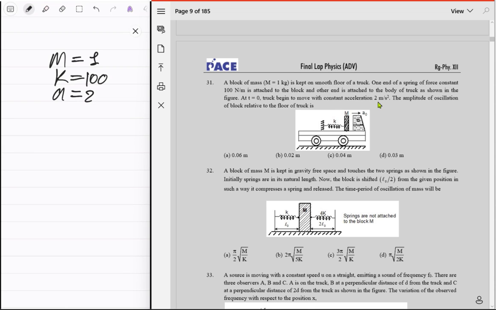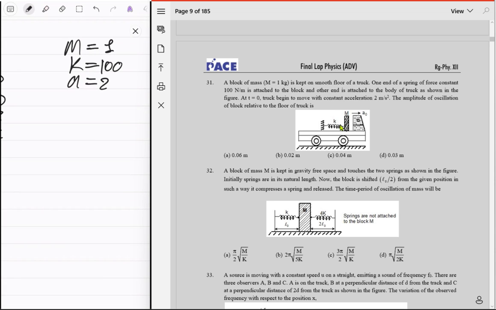The amplitude of the oscillation of block relative to the floor of the truck. With respect to truck, यहाँ पे acceleration a वैसा रहेगा, so like ma in that direction, and it's like kx in this direction. The amplitude of the oscillation of block relative to the floor of the truck is. So x compression बोल दो. So what do you get?